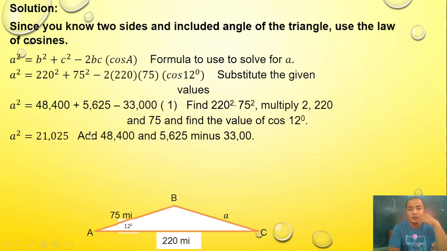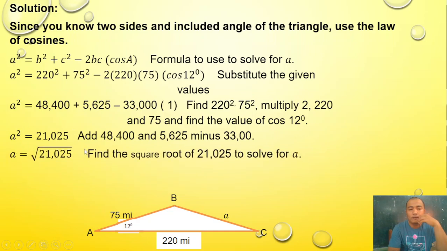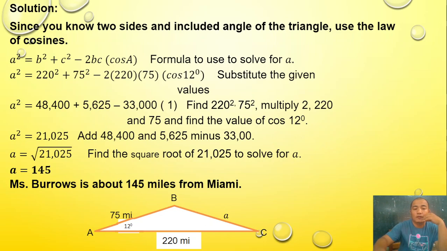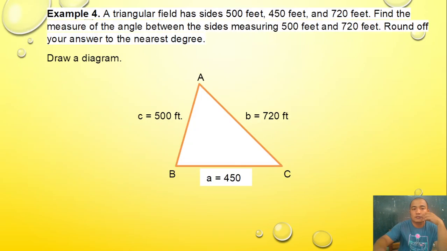Then add and subtract. The result is 21,025. Then get the square root of both sides. So A is equal to 145 miles. So Mrs. Barrows is about 145 miles from Miami. That is now the answer.